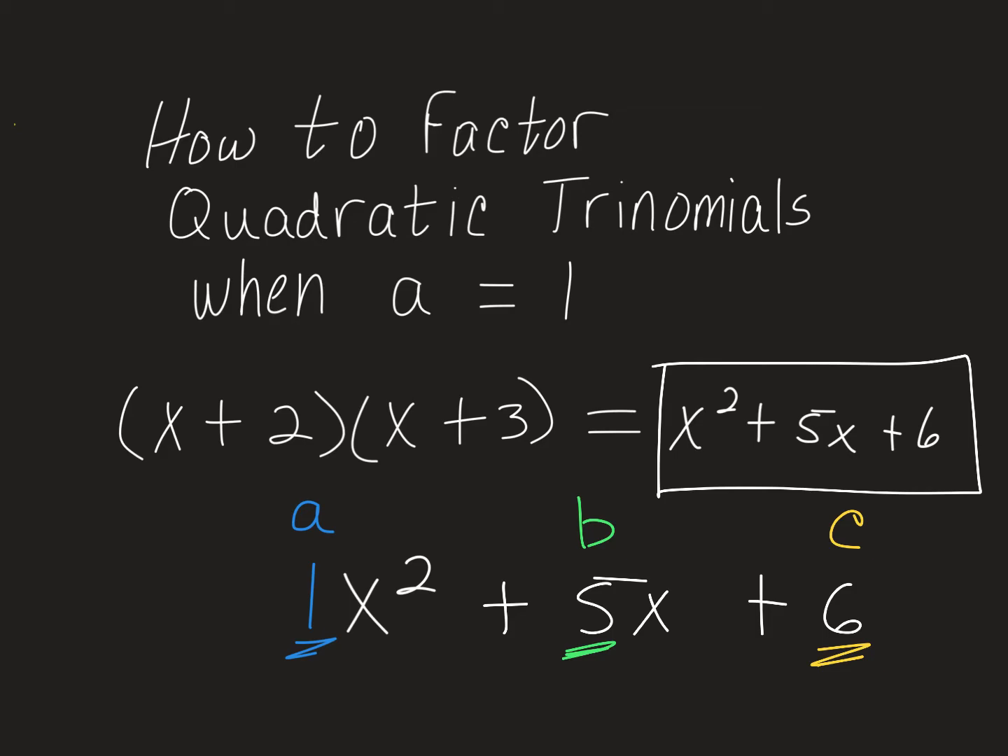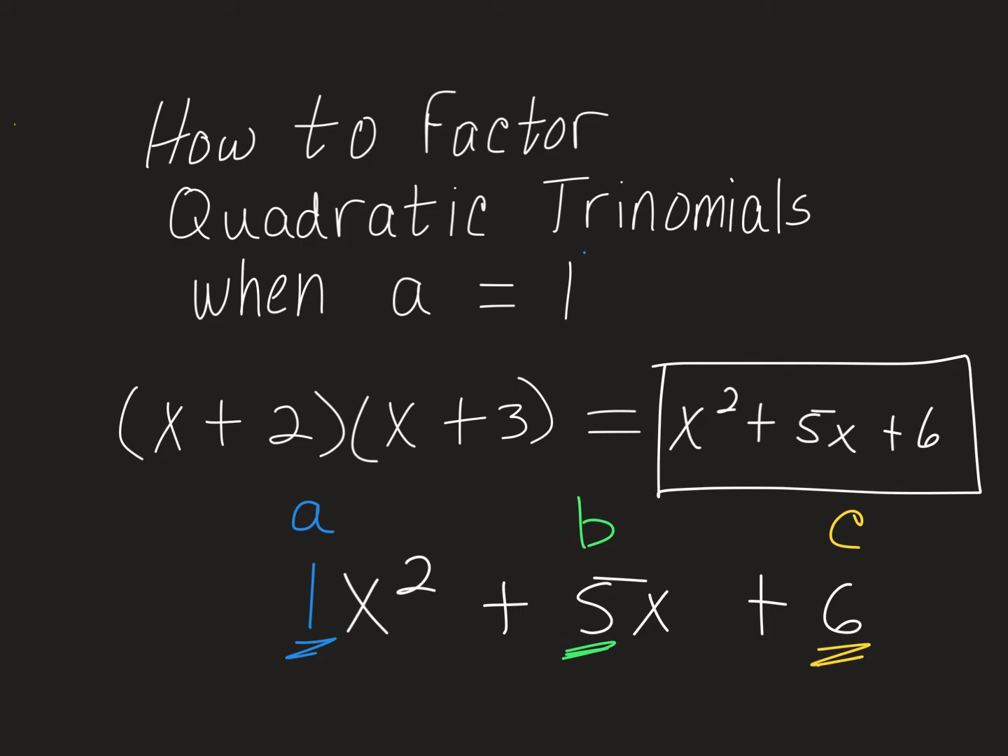So the reason that this fits in with the learning target where a is equal to 1 is that the hidden number, the number that we know is there but we just don't see, in front of the x squared is a 1. And it is going to be important soon that the number in front of the x is b, and that we do use c for the constant. That'll be important in a minute too.